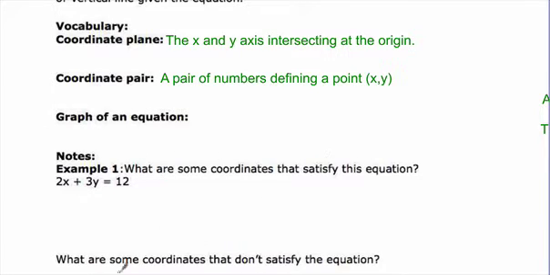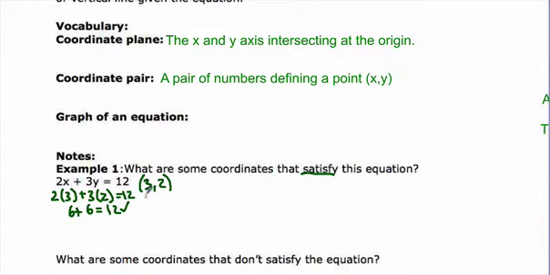What are some coordinates that satisfy this equation? So I can just kind of guess and check here. I'm trying to come up with what I could multiply 3 by and what I could multiply 2 by so that together when I add them they would equal 12. Well, off the top of my head, I'm coming up with 3 for x and 2 for y. Okay, so now I'm going to test it. I'm going to go 2 times 3 plus 3 times 2 and see if that equals 12. Well, 2 times 3 is 6, 3 times 2 is 6, and that does equal 12. Okay, so this does satisfy the equation.